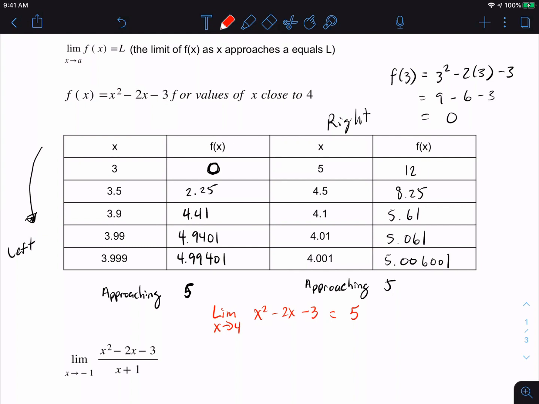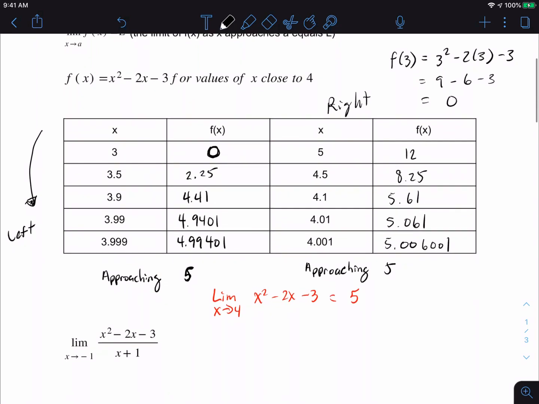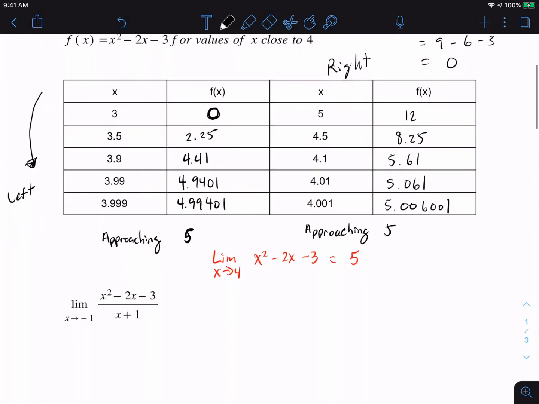Now, what is this showing you guys? What it's showing you is if you don't know how to do the calculations algebraically, you can plug in values as you're getting super, super close to a number and find out what the solution is going to be. Which is big. Okay, let me do another example for you guys.